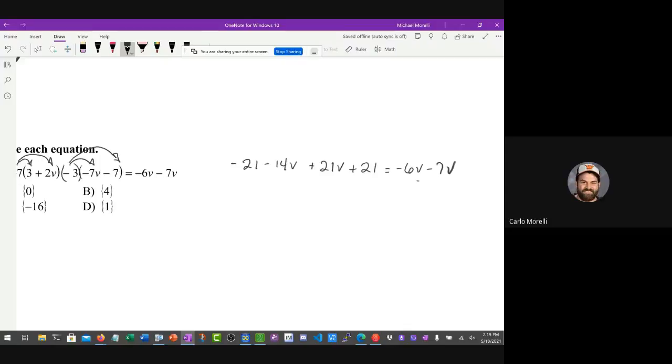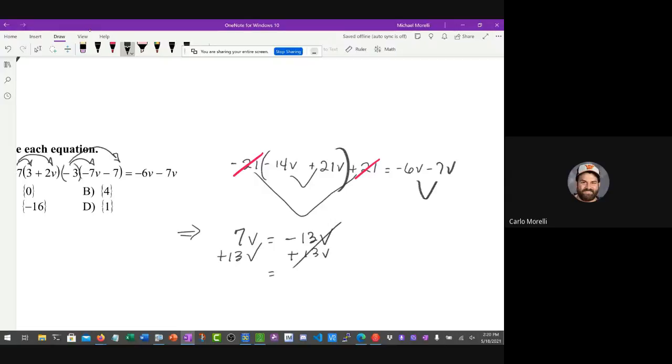Okay, so on the right side, I can combine those like terms, and here I can combine these like terms. And notice this, the negative 21 and the positive 21 actually cancel out. So life is getting easier. So the next step of this is to add negative 14 to positive 21, and that'll give you positive 7v equals negative 6 minus 7 is negative 13, right? So that's going to be negative 13v. And so now we just add 13v to both sides.